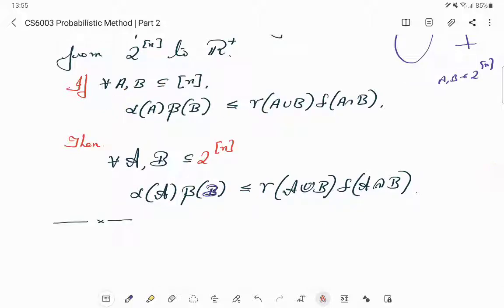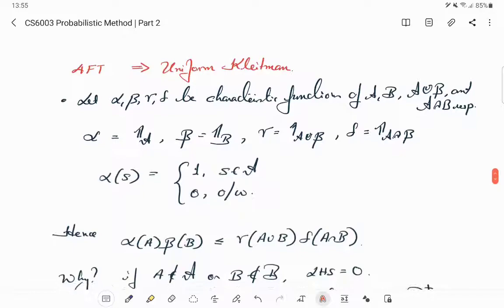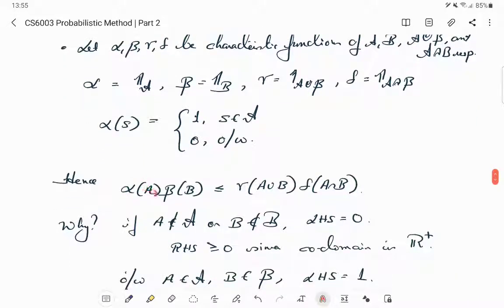Now what is given to you, we have to verify whether the hypothesis or the premise of the 4 functions theorem is true. That is, is this product inequality true for every pair of subsets? Take any 2 subsets A and B of n. Is it true that alpha A times beta B is less than or equal to gamma A union B times delta A intersection B? It turns out to be true, but you have to do a very small case analysis.